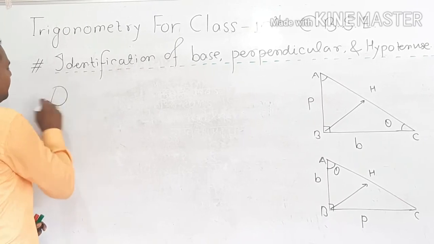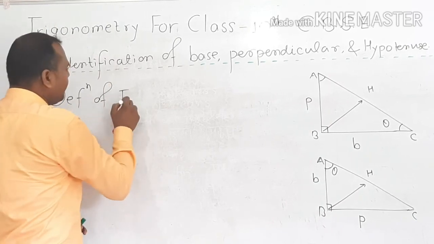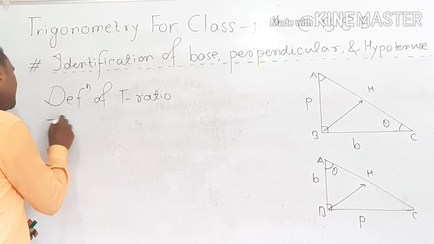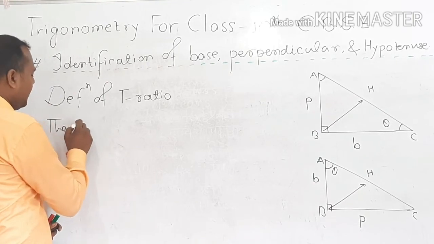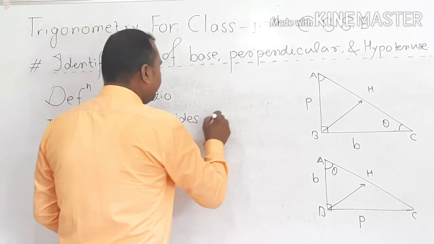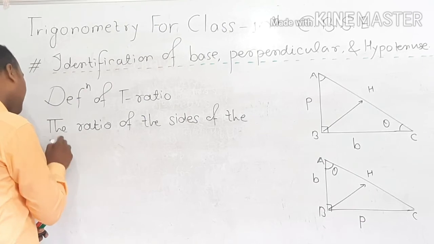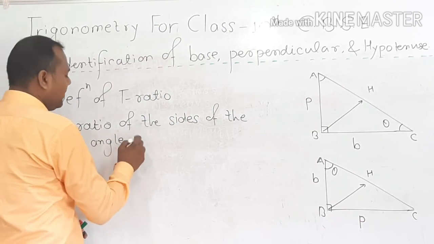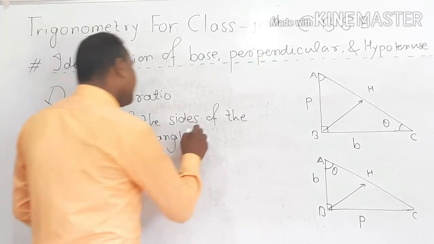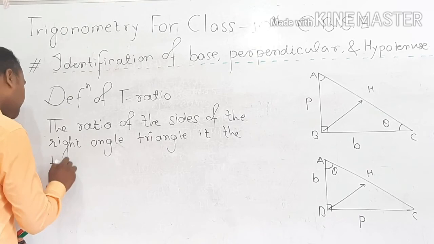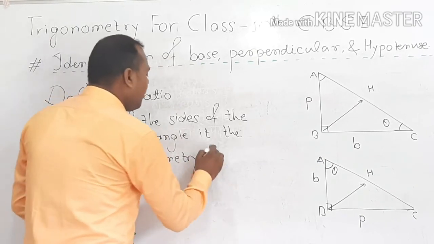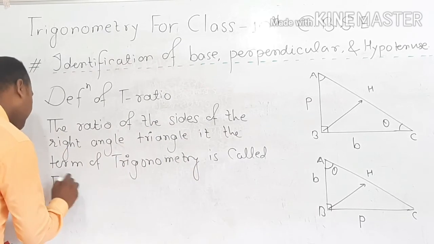Firstly, the definition of T ratios. The ratio of the sides of the right angle triangle in the term of trigonometry is called T ratios.